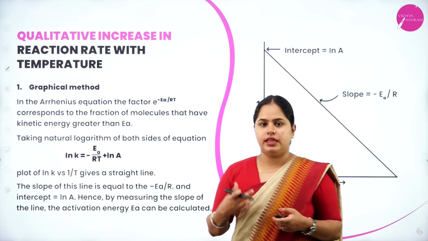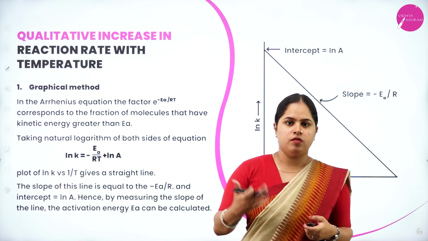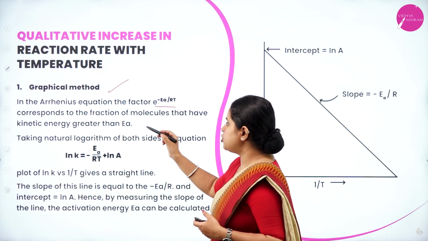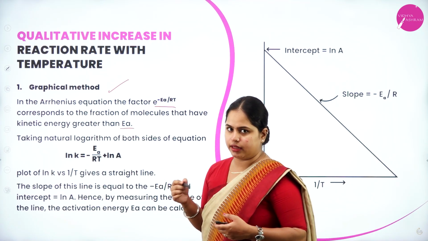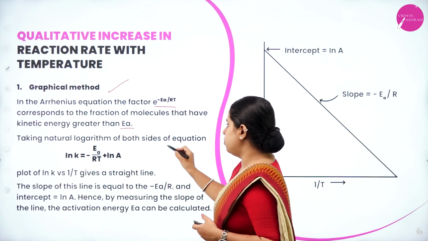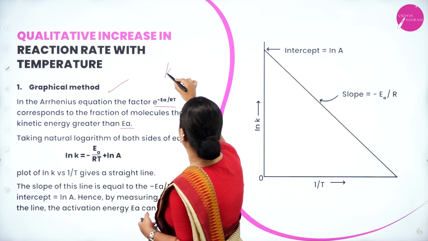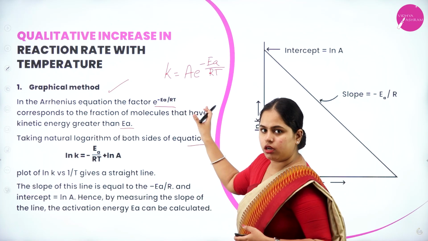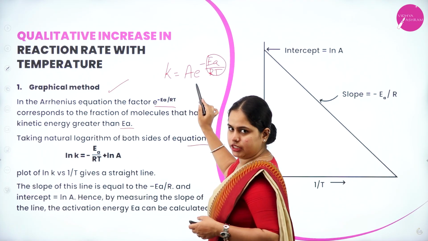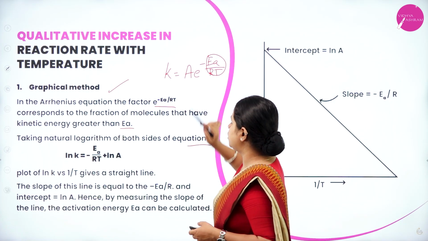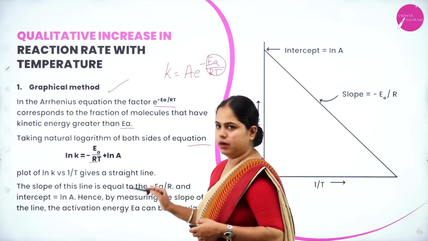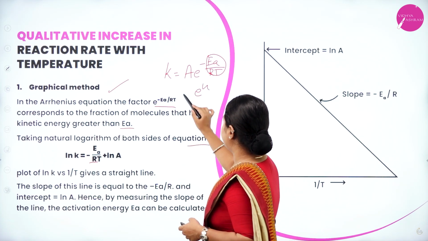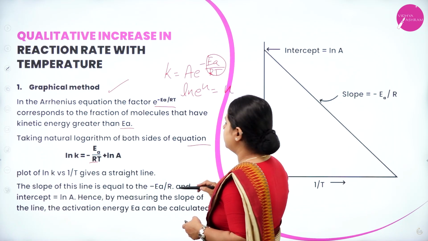Right, now moving on to the next part, that is how we can calculate the activation energy using various methods. The first method is the graphical method. In the Arrhenius equation, the factor e to the power minus Ea by RT corresponds to the fraction of molecules that have kinetic energy greater than the activation energy. The equation is k equals A times e to the power minus Ea by RT, right? So we are going to take natural logarithm on both sides. If we take the natural logarithm of the exponential, whatever is on the power will come down as a multiple. So this power will come as minus Ea by RT, and the exponential will not remain there. That is, e to the power n, if we take the logarithm of it, you will get n. Right, I hope it is clear.